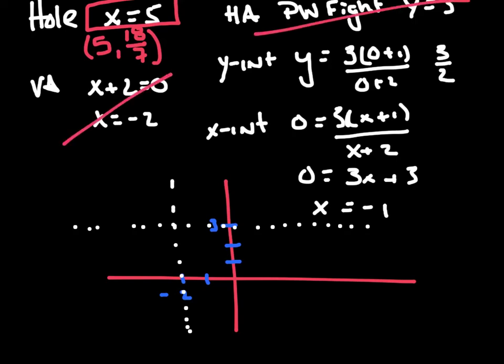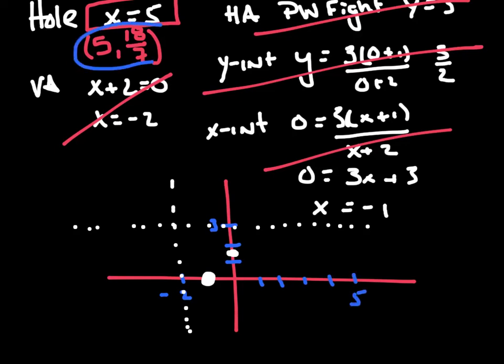My y-intercept was 3/2, so I know I'm going a little bigger than 1. Cross that off. My x-intercept was -1, so I know I'm crossing there. Check that off the list. And lastly, that hole. That hole is at 5, 18/7. So I'm going to go out 5: 1, 2, 3, 4, 5. Remember, I just plugged it in to get the y value.